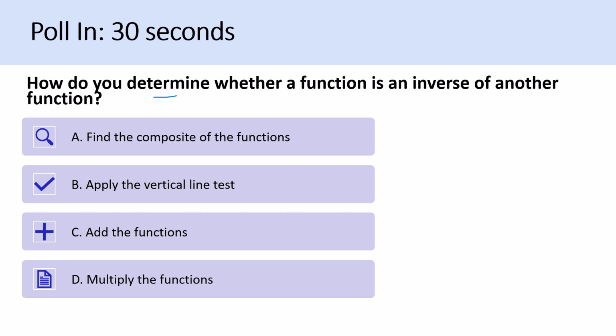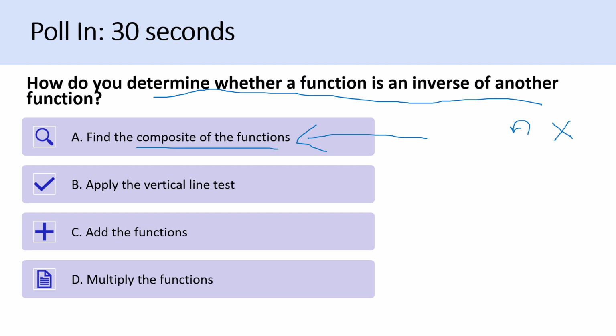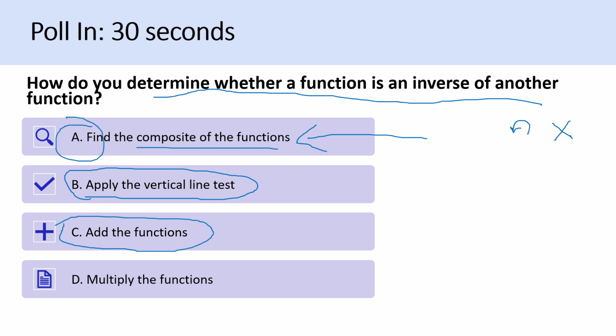All right, to determine whether a function is an inverse of another, we find the composite of the functions. And then we place one inside of the other. If we get back our x, then we know that we have the inverse. Apply the vertical line test. This is where we start to see if we're starting with a function to know whether or not we can invert it. Add the functions. That's not correct. Multiply the functions. The answer is A. If a function is the inverse of another, then the composite of the two functions is equal to x.